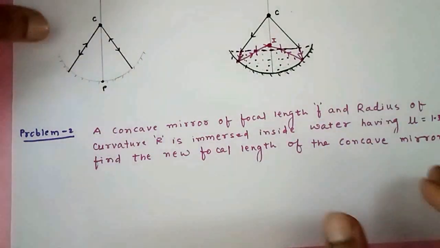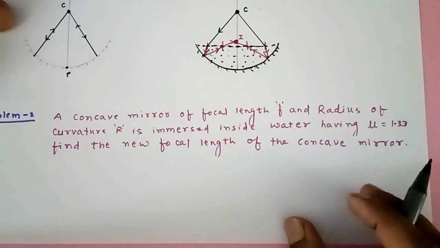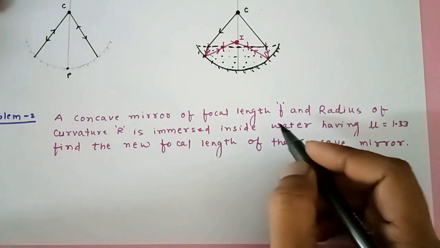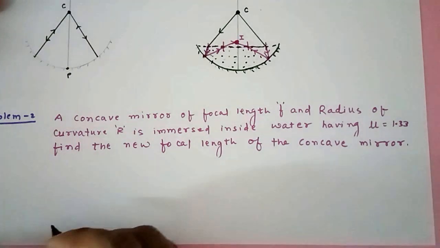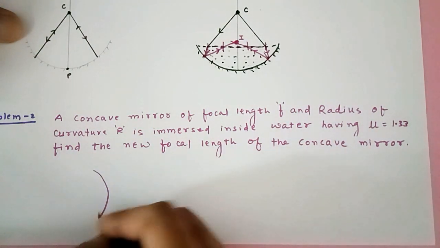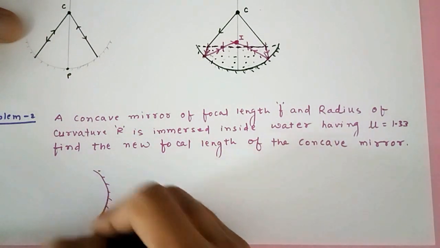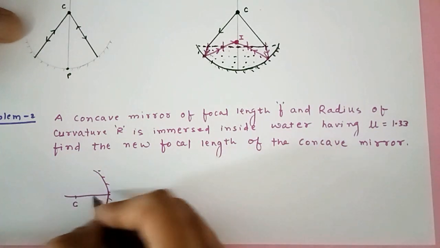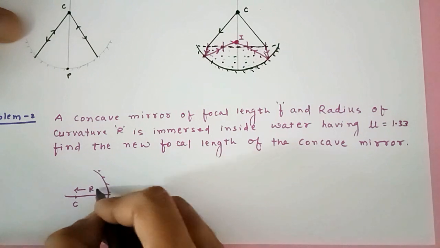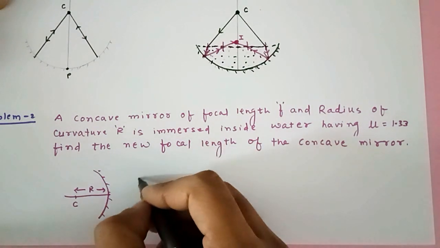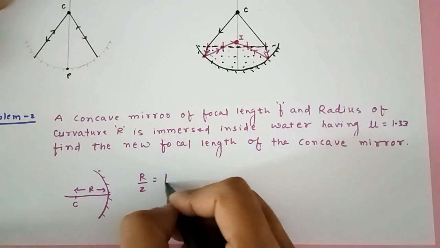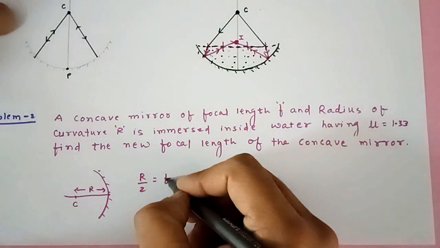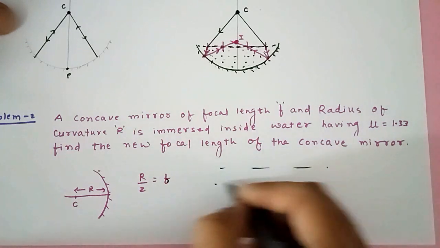Now question number 2, we have again a very good problem, and comparatively an easier one: a concave mirror of focal length f and radius of curvature r is immersed in water. So suppose you have a concave mirror whose radius of curvature is r. We know that r by 2 is equal to f, right? So we know the focal length of the concave mirror to be like this. But now suppose this is water.